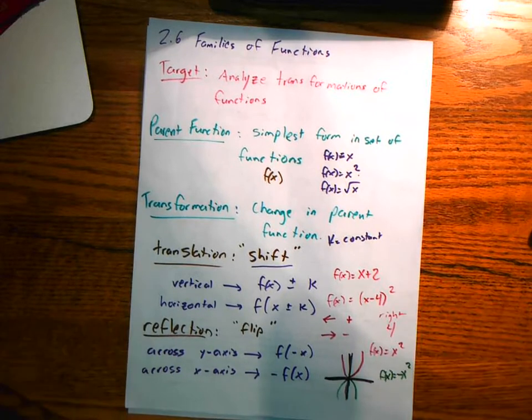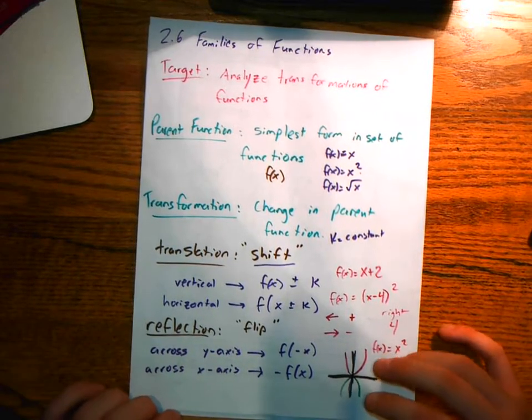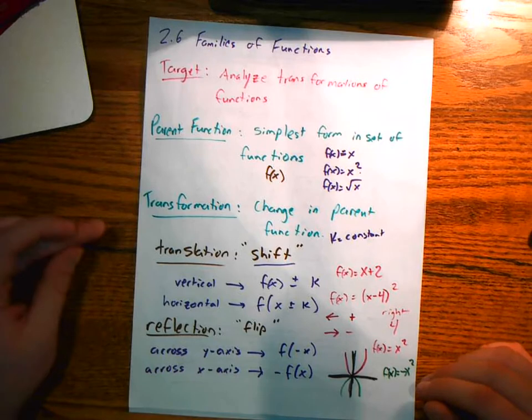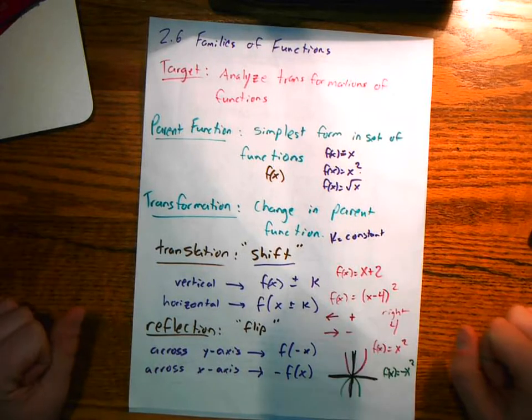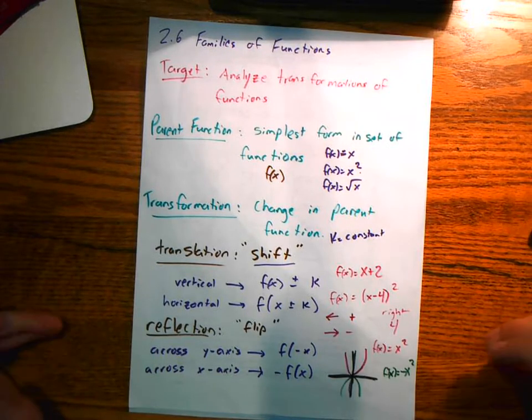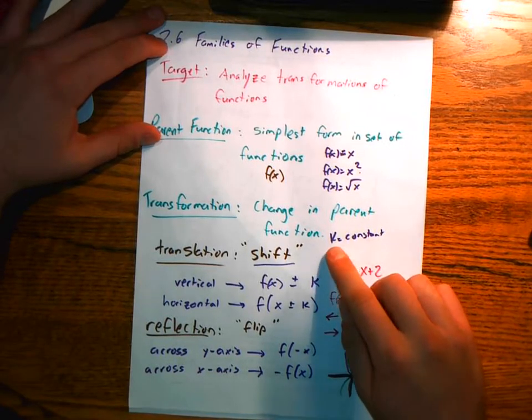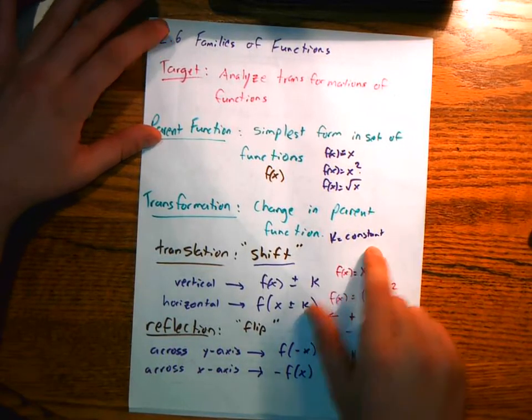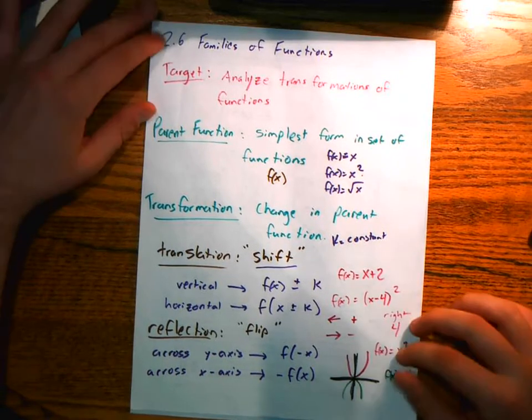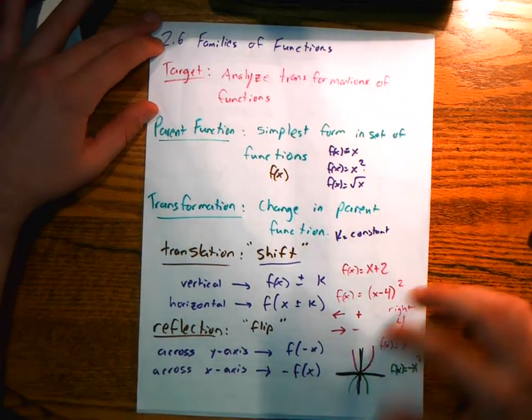Once you take your parent function, you want to make it a little bit different. That means you're going to apply a transformation to it, or change the parent function. There are three different types of changes that we're going to go through, and all or some of them will apply this letter k, which is a constant. It could be any number, 1, 2, 3, 4, 5, 6. It just doesn't have a variable.